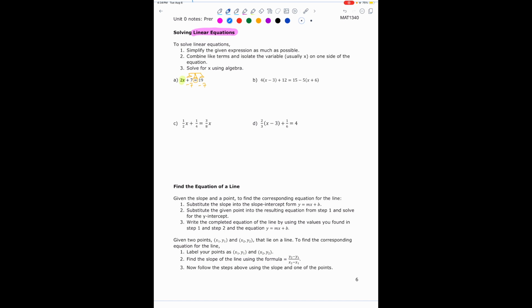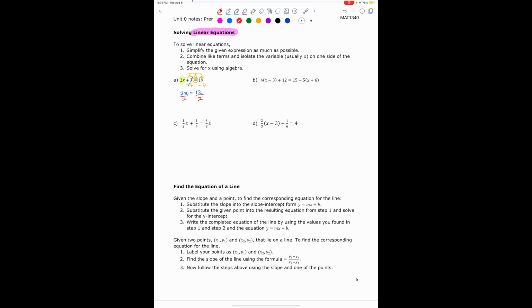Now, if we do that, these will cancel together. We will have 2x equals 19 minus 7, which is 12. So now we have 2x equals 12, but we're not interested in 2x. We want just 1x. So we need to eliminate the 2. The 2 is multiplied, so to eliminate it, we do the opposite operation of multiplication, which is division. So we divide here by 2, and we divide the other side by 2 again.